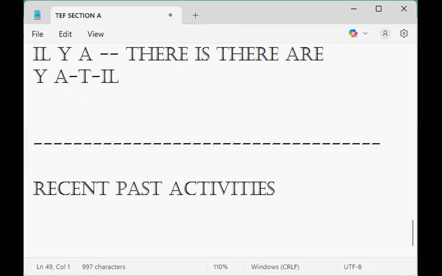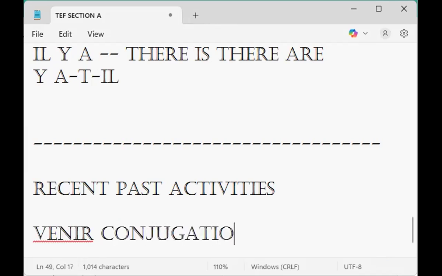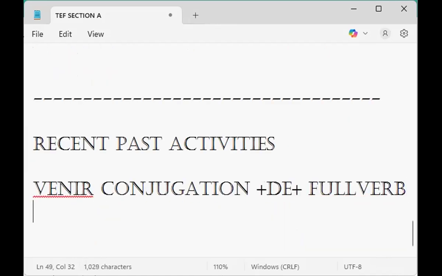I have just gone through an announcement. In that case, for recent past activities, we have to use one verb conjugation. Yes, that's a rule. Now, for example, I'm saying I have just gone through, I have just fallen down with the announcement.